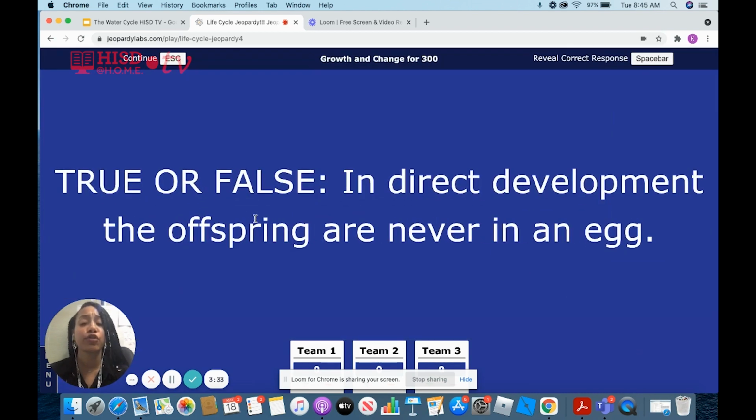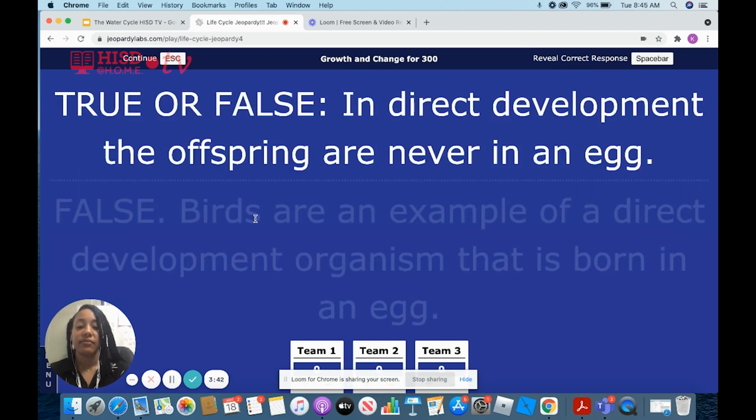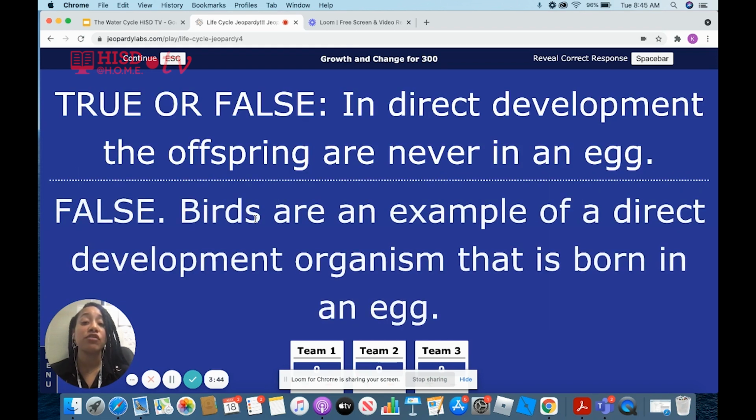Growth and change for 300. True or false? In direct development, the offspring are never in an egg. Right. This question is false. Birds are an example of a direct development organism that is born in the egg. So when the bird comes out of the egg, it looks like a bird, like a little bird, but it's still a bird.